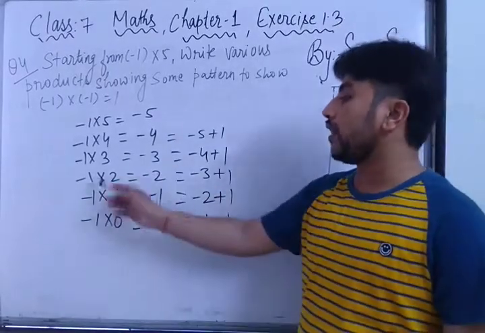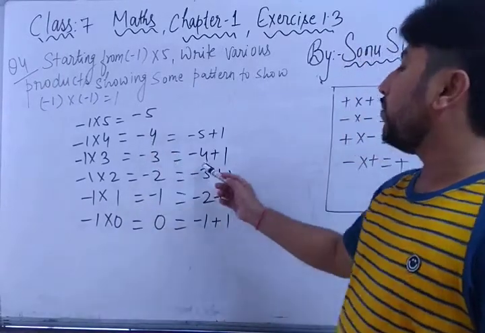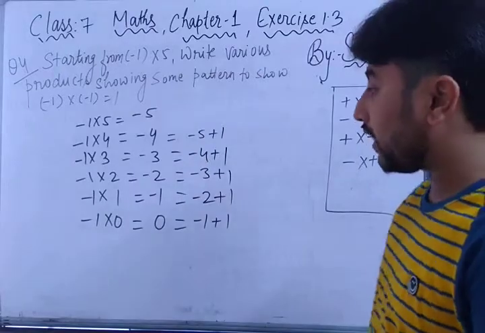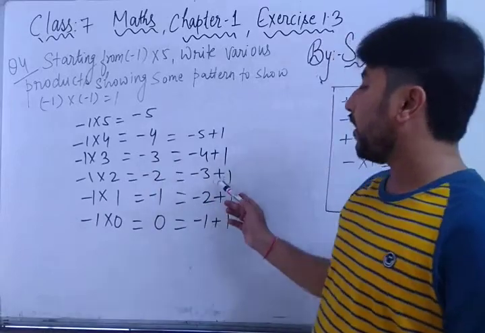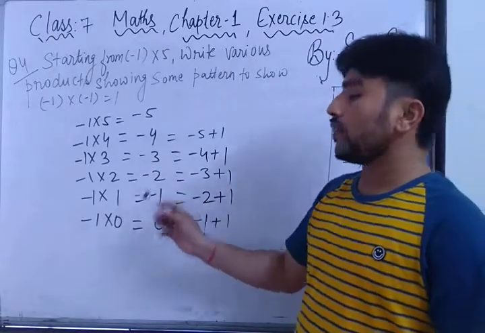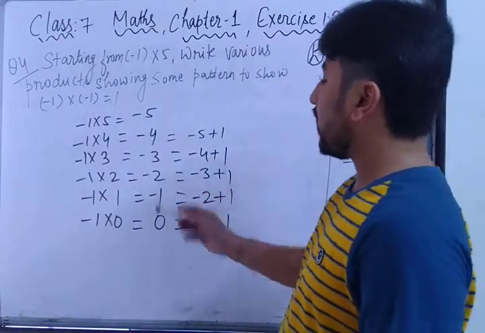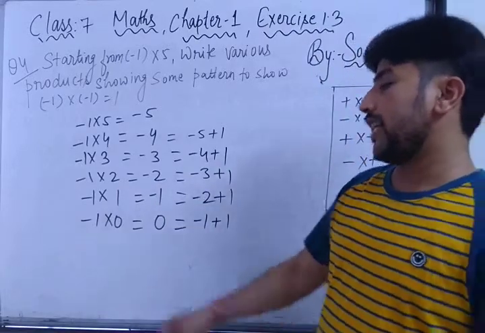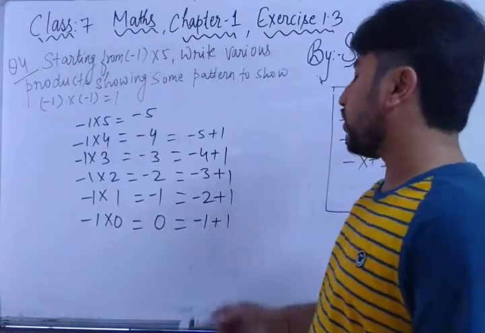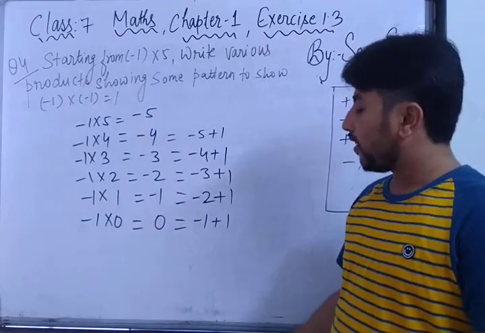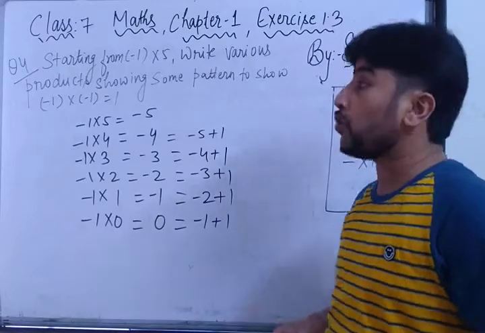In the third pattern you can see here, minus 1 into 3 is equal to minus 3. And if I add minus 4 plus 1, it will also be equal to minus 3. Minus 1 into 2, minus 2. And if I add 1 to minus 3, then the resultant value will be minus 2. Same here, minus 1 into 1, minus 1. If I add 1 to this minus 2, the answer will be minus 1. Minus 1 into 0 is equal to 0. If we add this 1 to minus 1, then the answer will be 0. So this was the question, but you have to understand what the question wants to say.